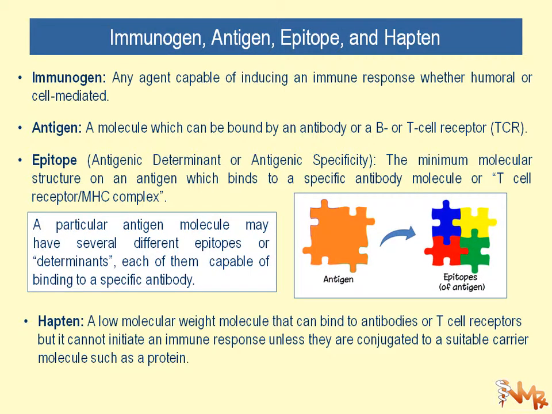So what is the hapten then? Hapten is a low molecular weight molecule that binds to antibodies or to T-cell receptors, but it cannot initiate an immune response in isolation and alone unless it is conjugated to a suitable carrier molecule, which is usually a protein.